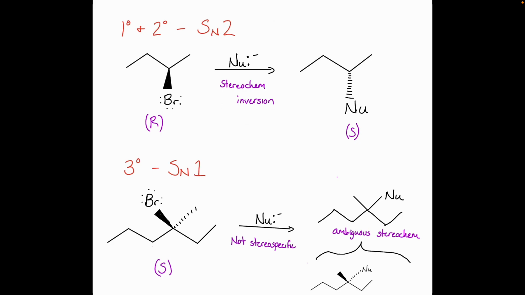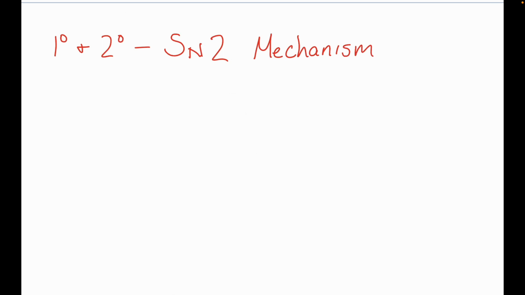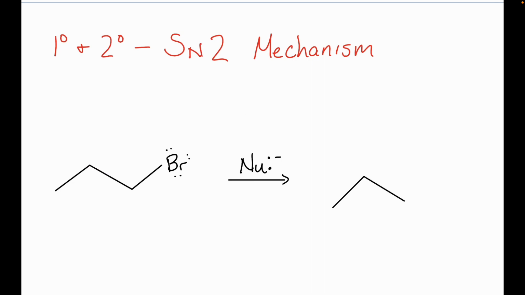All right, so then let's look at each of these more closely, looking at the electron pushing arrows. So let's take a primary alkyl halide, and again, this is our SN2 mechanism. We're going to add in our nucleophile. So now we have our new nucleophile carbon bond, and our leaving group is gone. So I want everybody to take a second and identify what bonds are being broken in this reaction and what bonds are being formed.